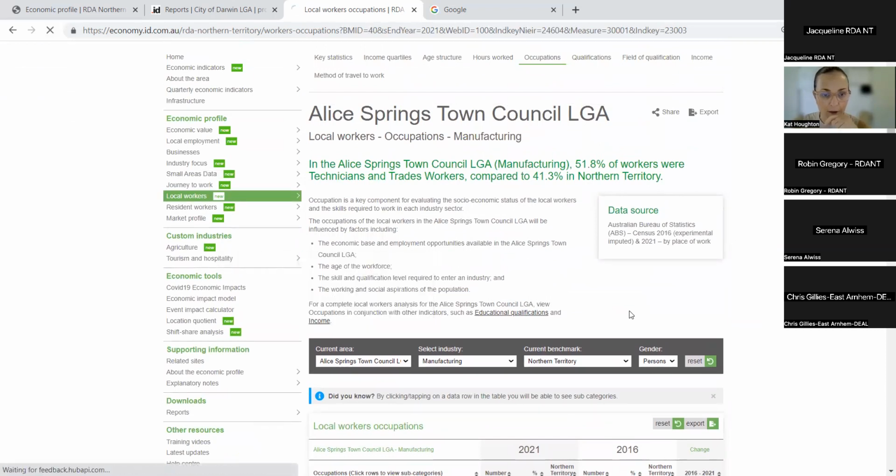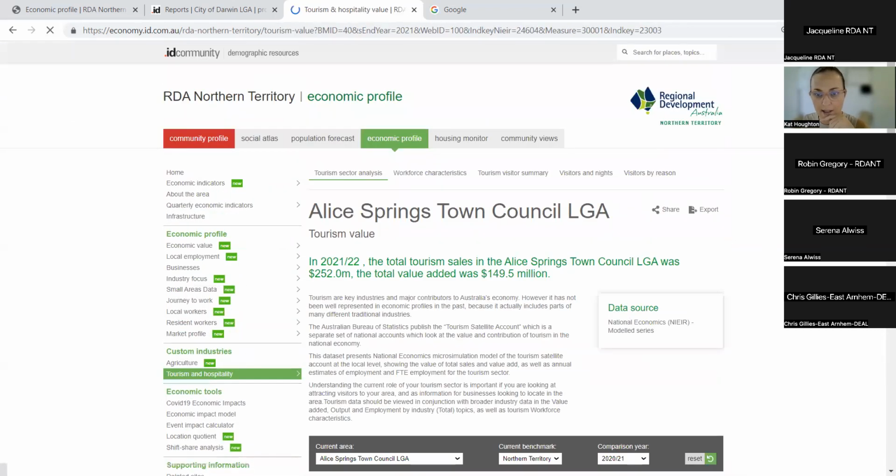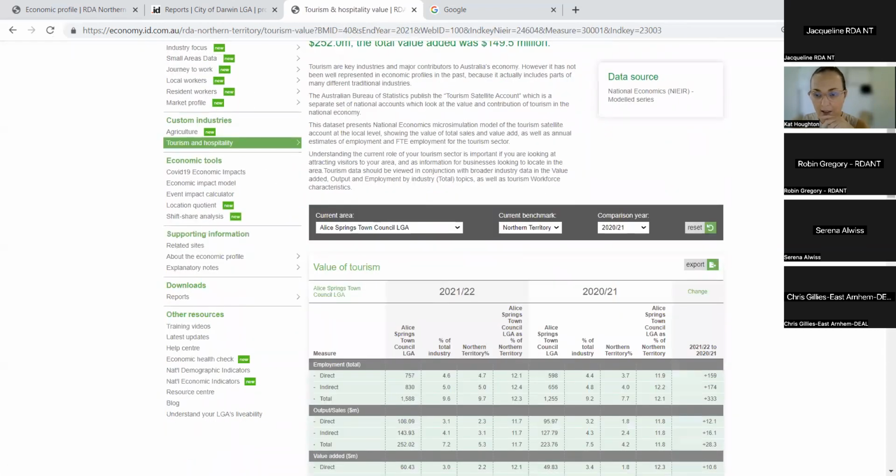The next thing I'll look at really quickly is my tourism sector analysis. When we come down here, now this has all been updated.